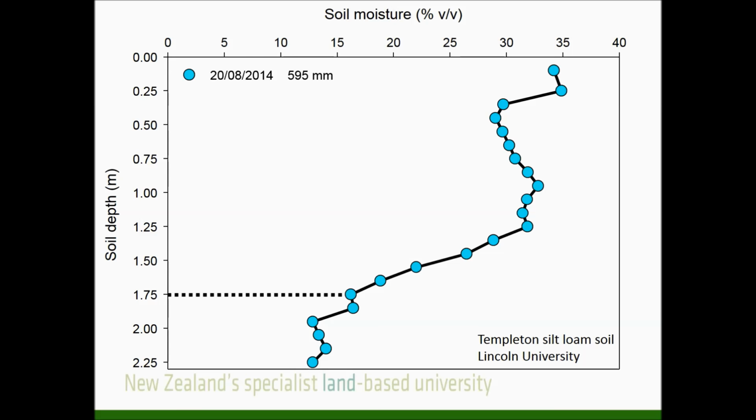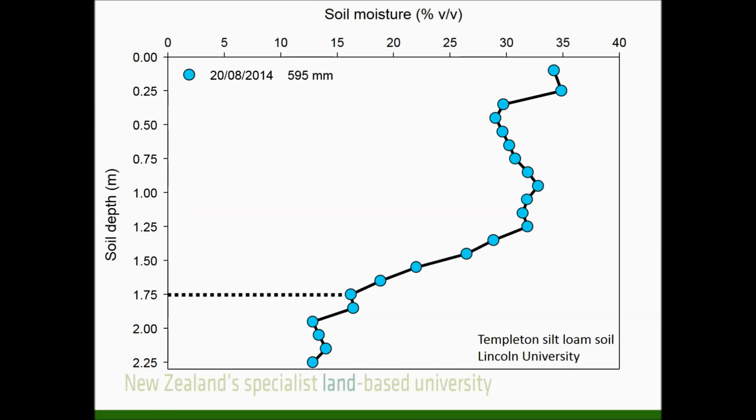So we need to know what our soil looks like and how much moisture it can hold before we can have an idea of how much we've got available to us in the spring. So in 2014 we had about 600 millimetres of soil moisture held in the profile, about 300 being available to us in the spring period.